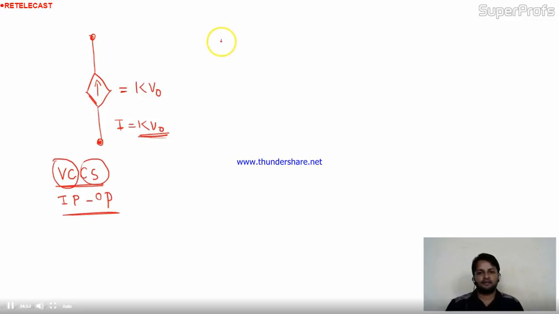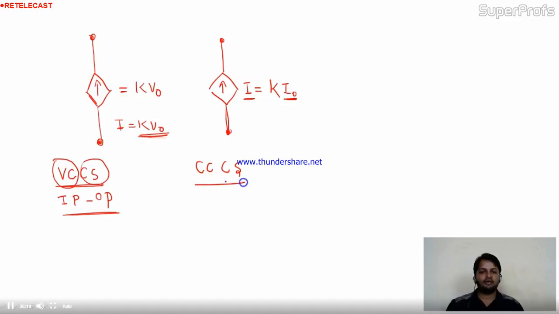Now for the same circuit, with the same independent source, I am taking again the current source only, clearly visible here, and the value of this is kI0. Now which type of source is this? Here this is a current source, and this current is controlled by which parameter of the circuit, current or voltage? Current. This is current control current source. This is the second type of dependent source.